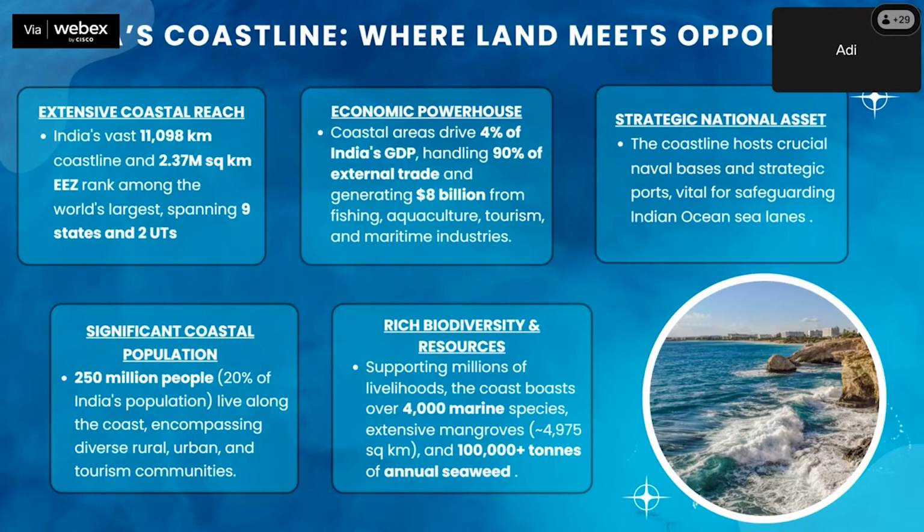And then we have 250 million people living along the coast, which is about 20% of India's population, with their livelihood dependent on the coastline. The rich Indian Ocean also supports rich biodiversity and resources, supporting over a million livelihoods. The coast is home to over 4,000 marine species.